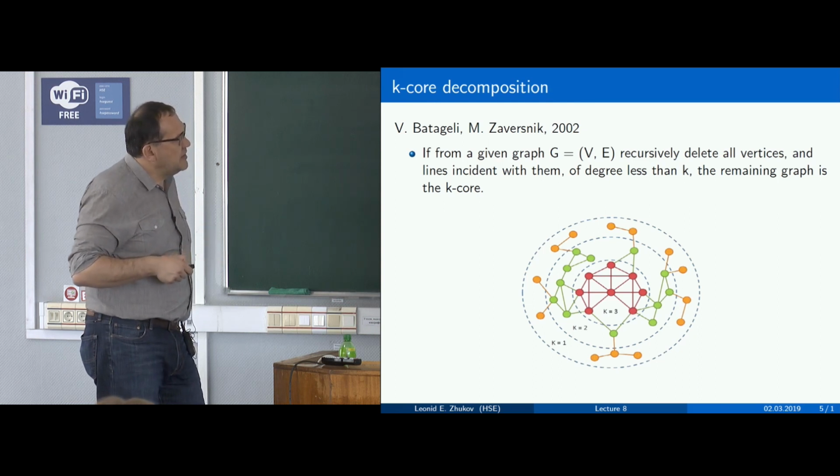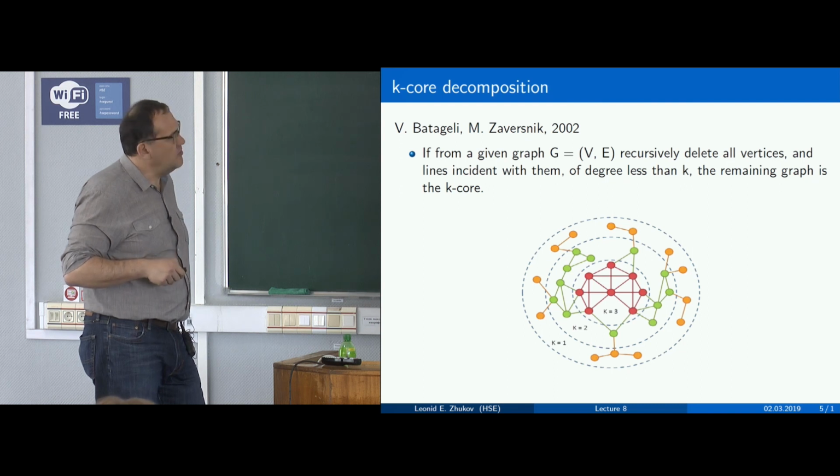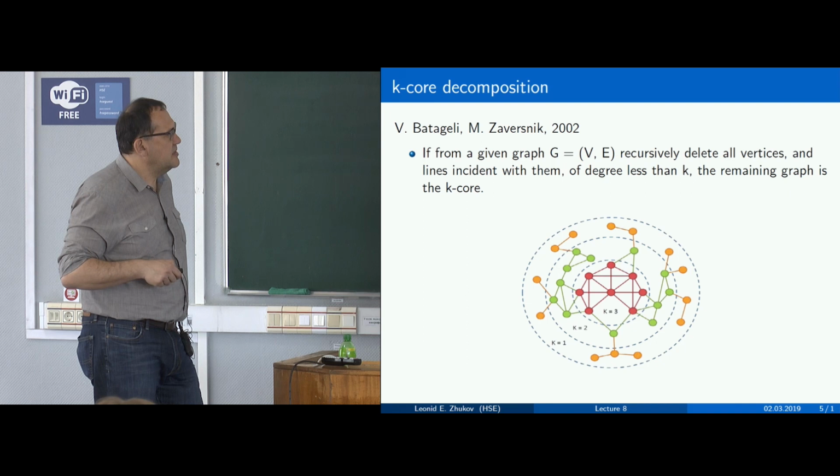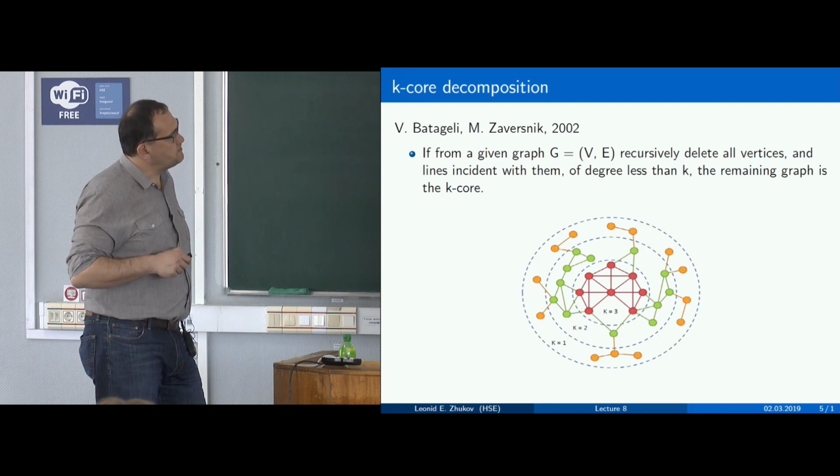I want to decompose it into the layers of different connectivity. Now, of course, this picture is kind of an artificial picture, just for ease of understanding. But this is the approach I would take. What I'm going to do is recursively delete all vertices of degree less than k. Then the remaining graph is the k-core.